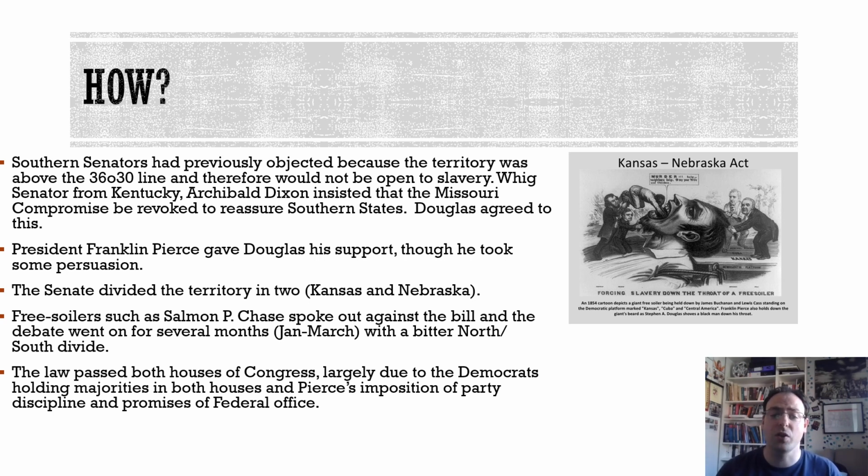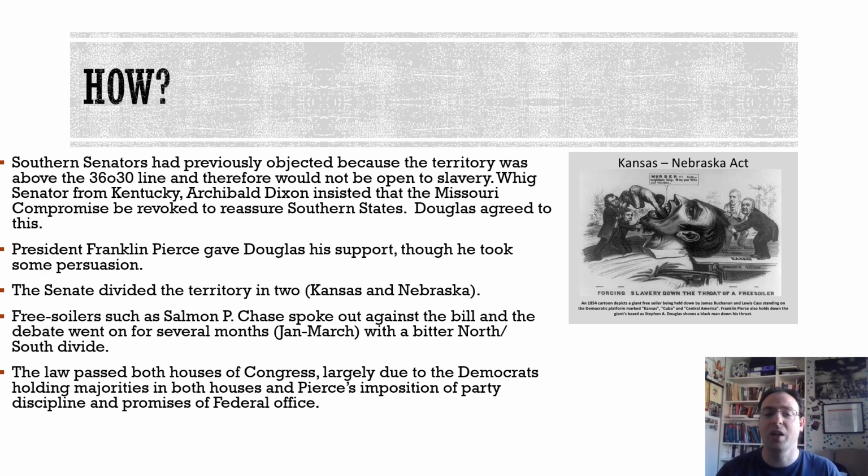Next tricky person you had to win over was President Pierce. Pierce was not initially particularly keen on the idea. He took a bit of persuasion, but Douglas was very persuasive and managed to convince Pierce it was a good idea. The Senate took the unorganized territory, divided into the two bits, Kansas and Nebraska, as we saw on the previous slide with the map.